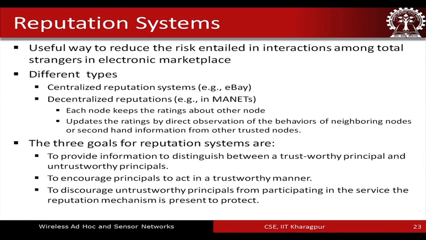So, reputation systems can be classified into two types. One is the centralized reputation systems, very similar to what we see in systems like eBay or Flipkart and so on, where the reputation of the buyers and the sellers is kept track of in a centralized manner. That means there are one or more servers that keep track of the reputation of the buyers and sellers in a centralized fashion.